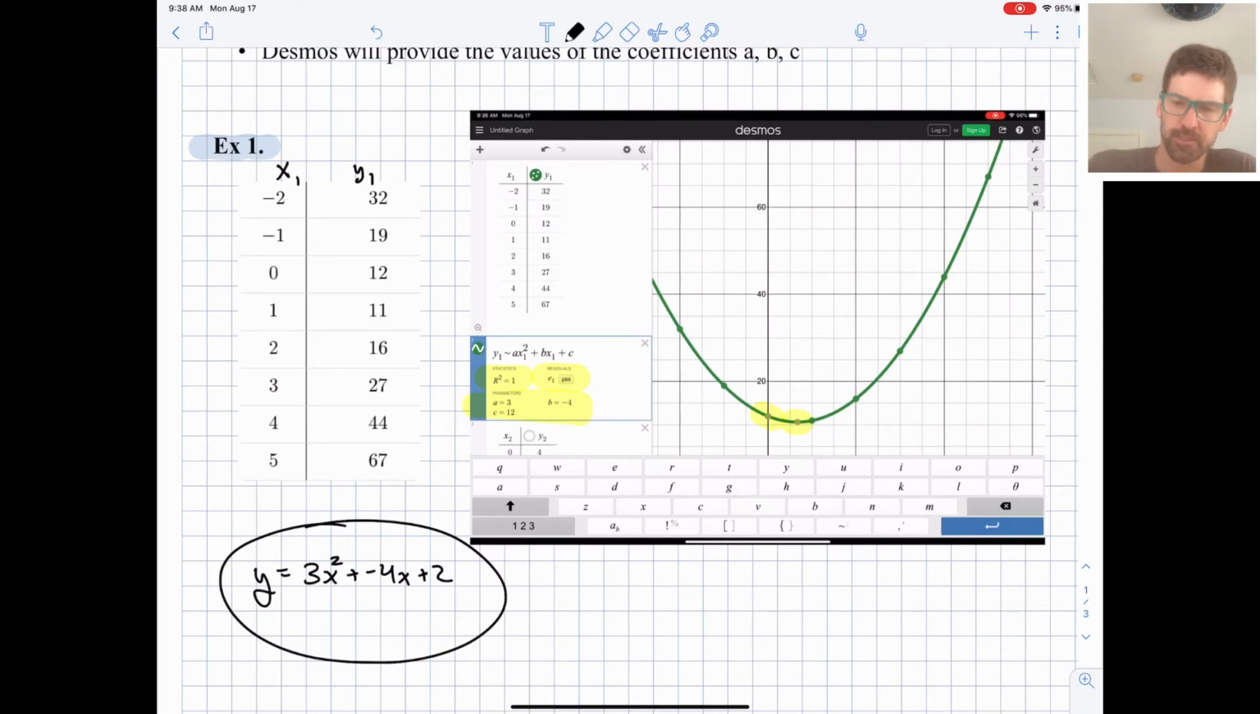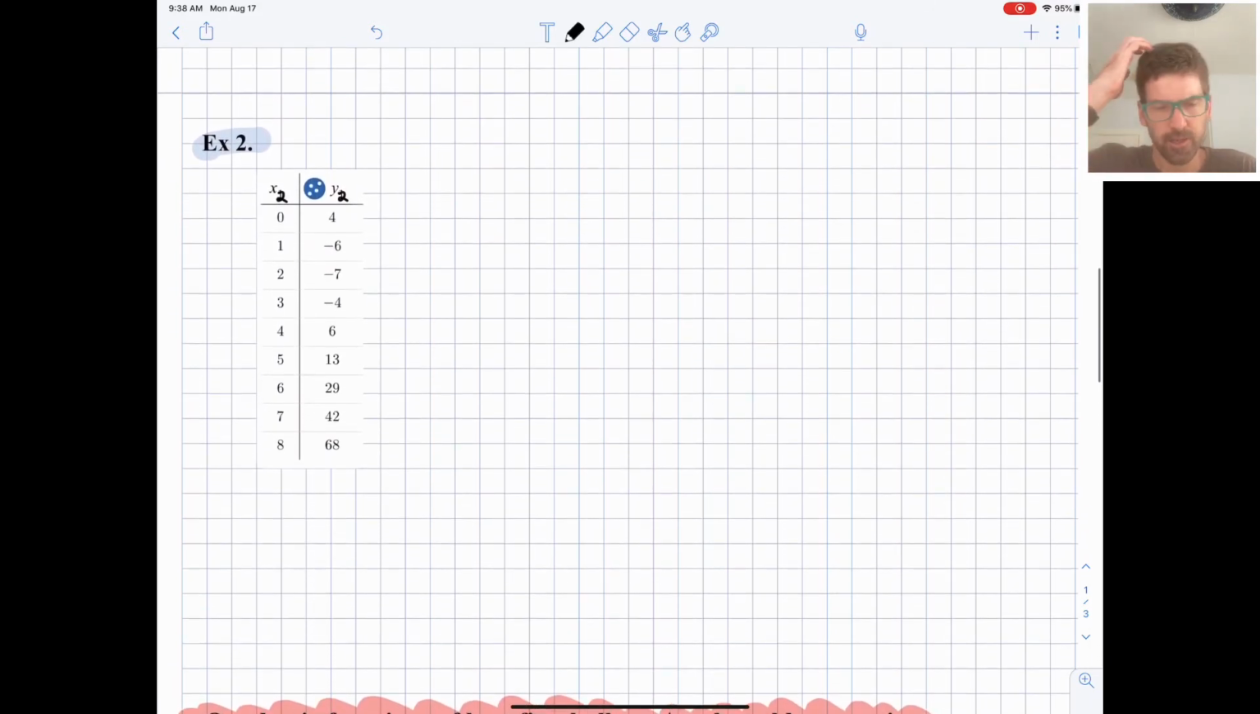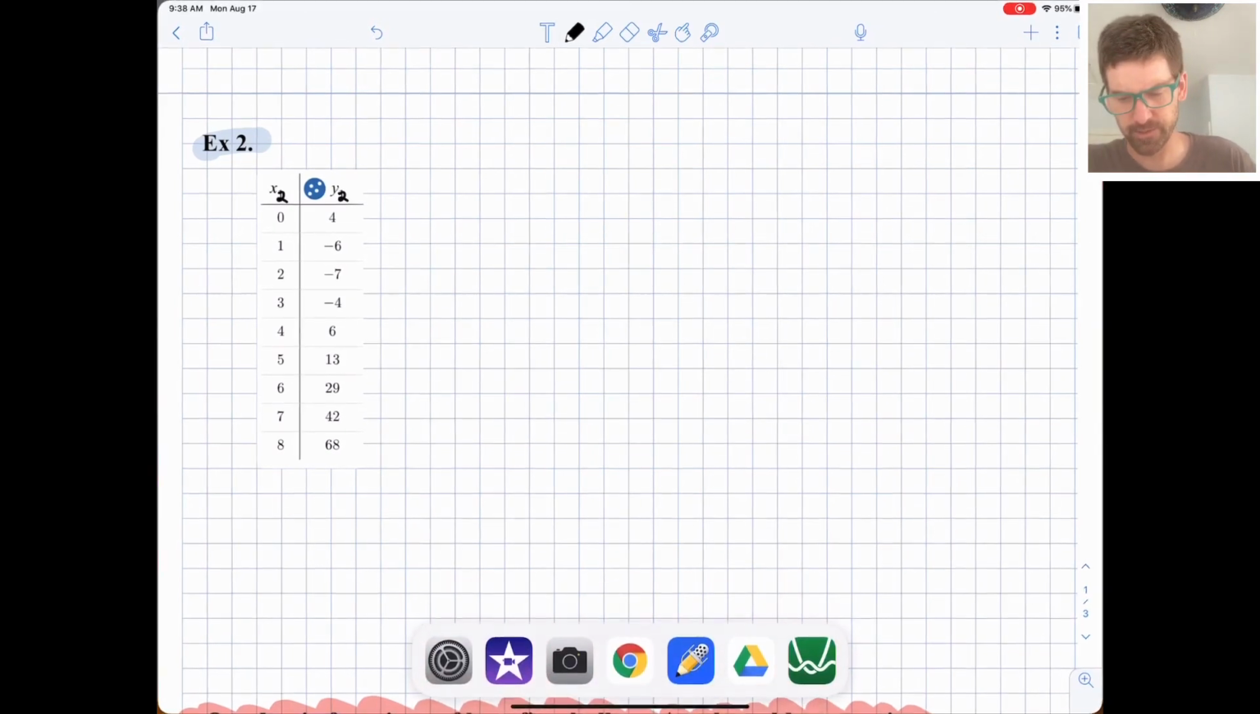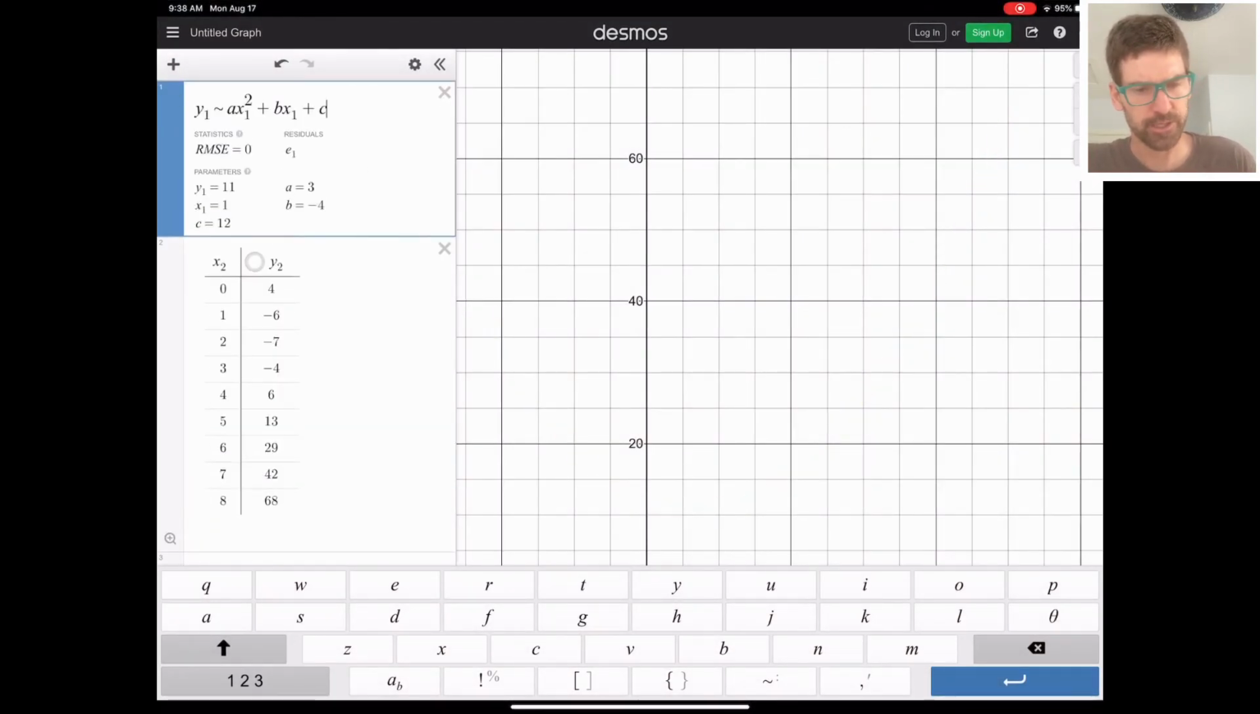All right, let's go to the next one. And we'll have a little bit more interesting stuff going on here because I think the data won't fit the curve, or the curve won't fit the data perfectly. But let's take a look. So I've already got them in Desmos, so let's head over there. And we can delete the work we just did.